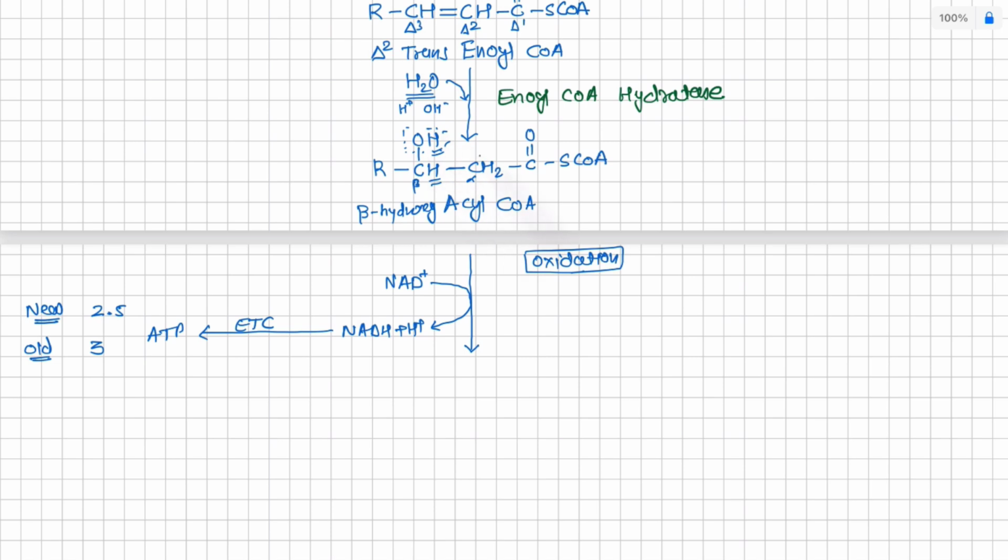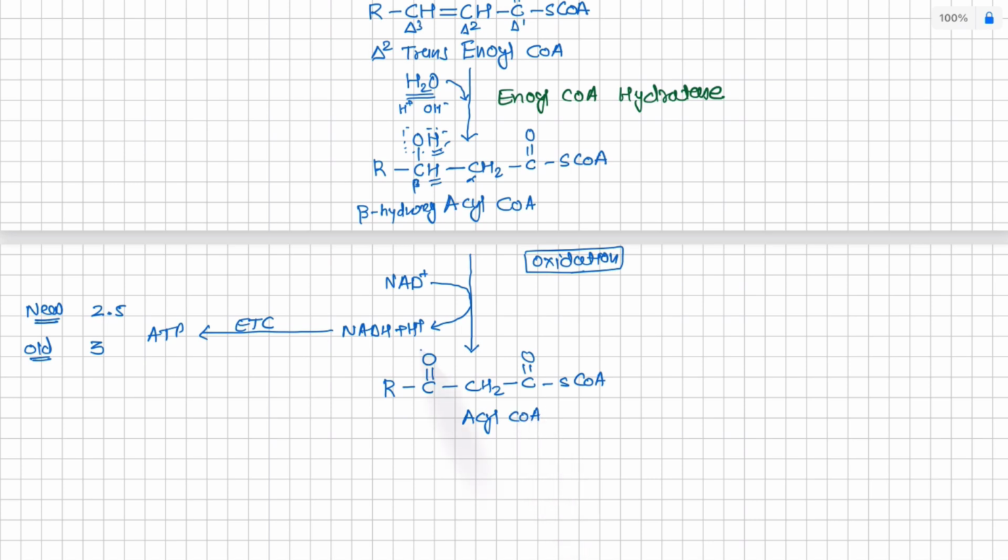Now what will happen to this molecule after losing both hydrogens? Let's write down its structure. We have R, which is unchanged. Then the carbon has lost its hydrogen, and the oxygen has lost its hydrogen. So now there will be a double bond between this carbon and oxygen, right? Then the remaining structure is unchanged. So we write CH2, then C double bond O, and then S coenzyme A. Here also, as you can see, all single bonds are there in the backbone of this fatty acid. So we call it an acyl coenzyme A.